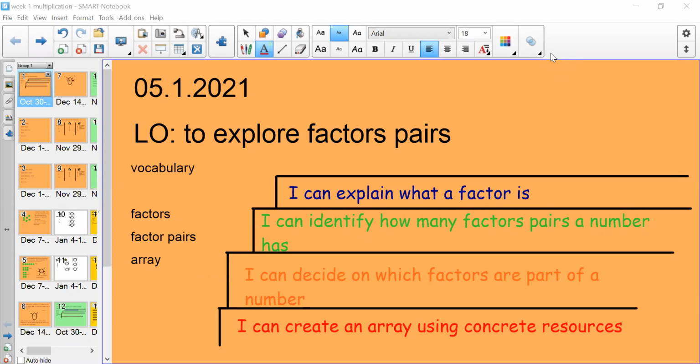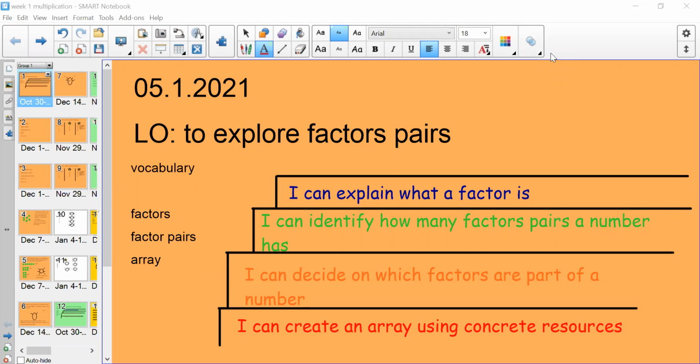If you'd like to get a pencil or pen and paper ready for you to write down some examples and do the work, this will be an opportunity for you to do so. If you already have a pen and paper, then pause the video and write the date and learning objective.